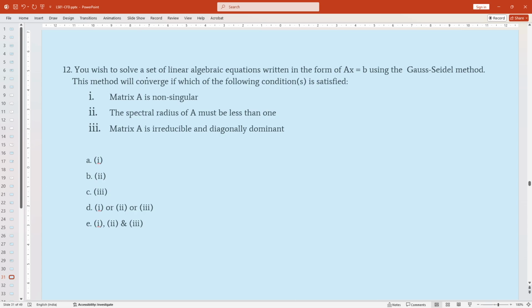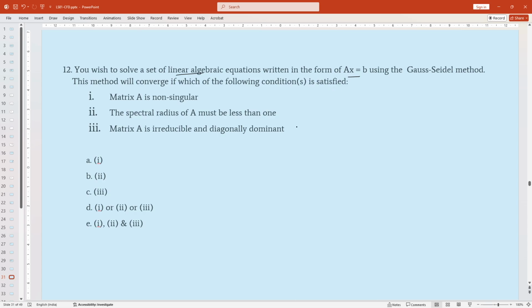You wished to solve a set of linear algebraic equations written in the form of Ax is equal to b, matrix form, using Gauss-Seidel method. This method will converge if which of the following conditions is satisfied.